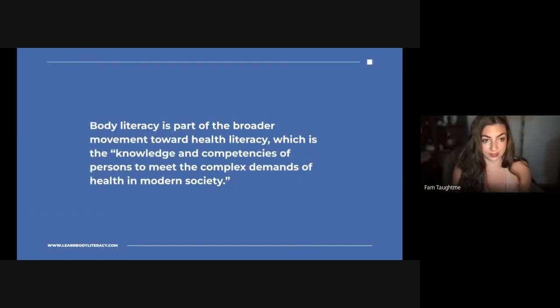So body literacy is part of the broader movement towards health literacy. You may have heard of health literacy before, which is the knowledge and competencies of persons to meet the complex demands of health in modern society. So no small feat, of course.